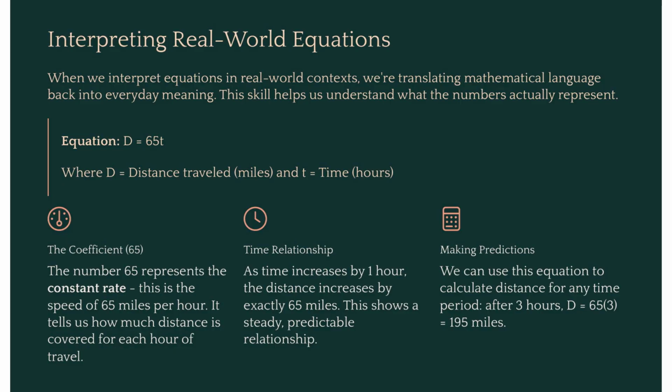Interpreting real-world equations is a crucial skill. If you see d equals 65t, you can interpret it completely. d is the dependent variable, distance, and t is the independent variable, time in hours. The number 65 is the rate. It means that the distance increases by 65 miles for every single hour that passes.